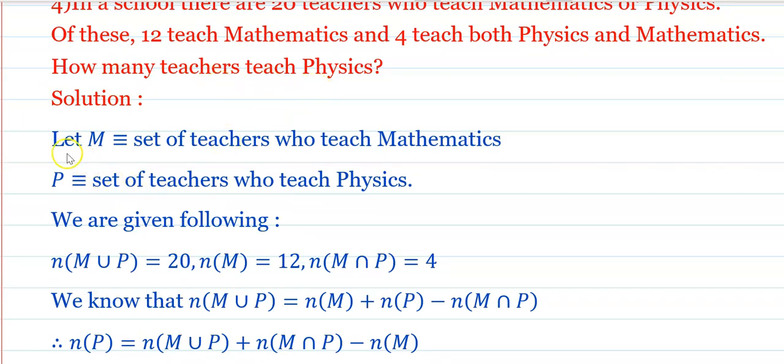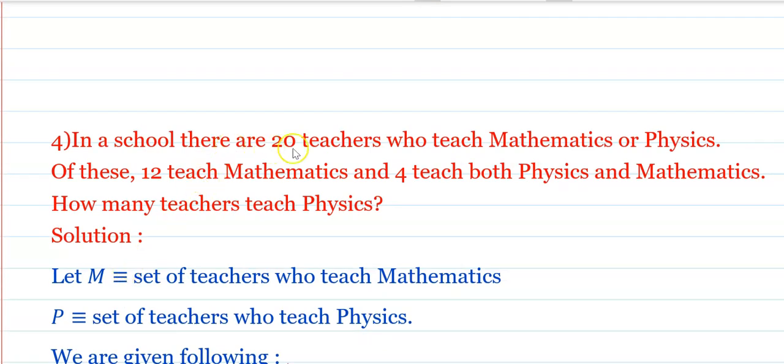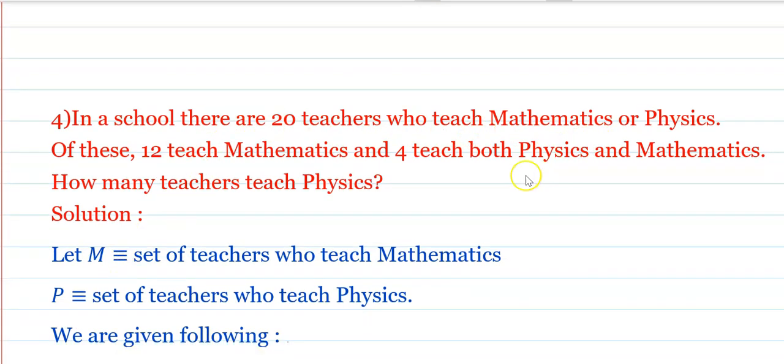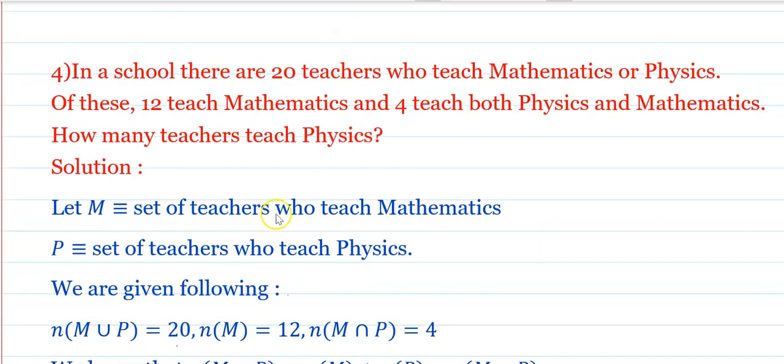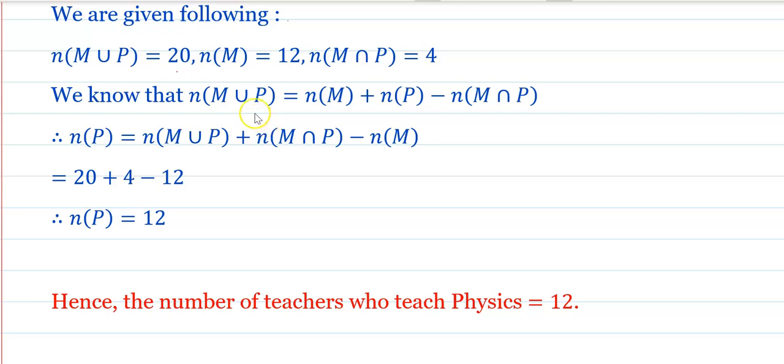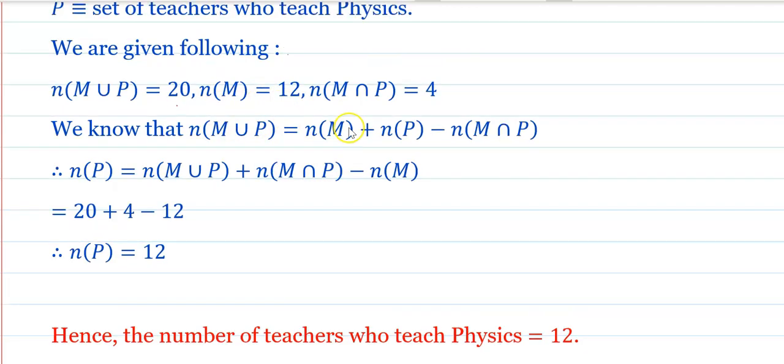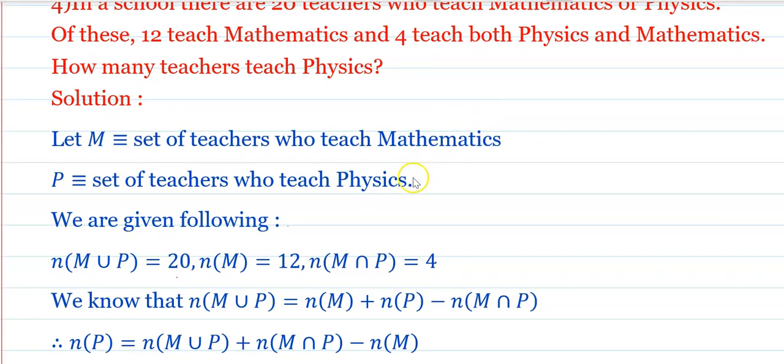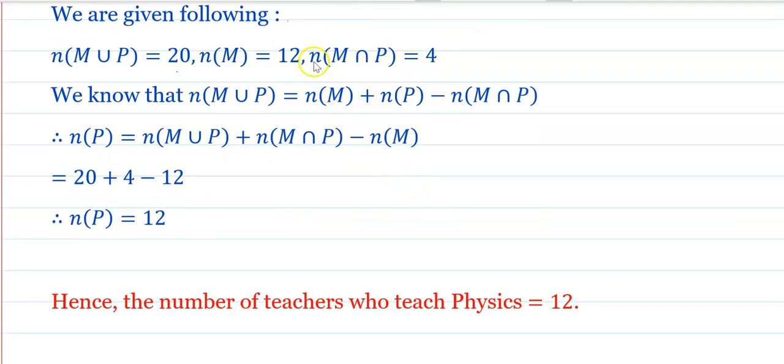Let M be the set of teachers who teach mathematics, P the set of teachers who teach physics. Now we are given the following information, that is n of M union P is 20, teachers teach mathematics or physics, and therefore it is 20. Next, 12 teachers teach mathematics, therefore n of M is 12, and 4 teachers teach both maths and physics, therefore n of M intersection P is equal to 4.